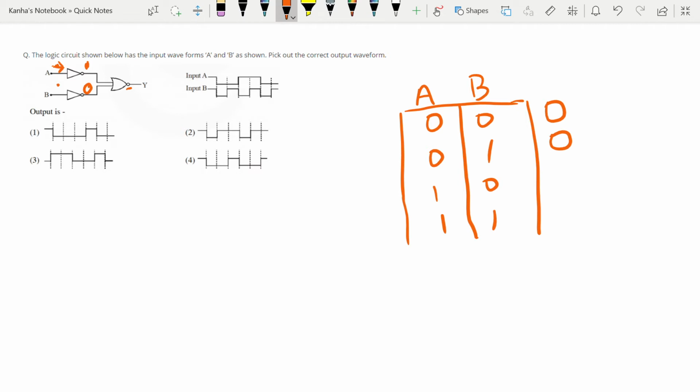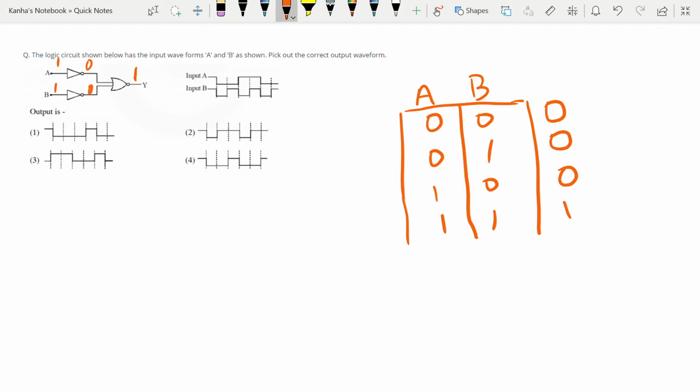Similarly, if I start with 1 0, I'll get the same result. Let's start with 1 1. After NOT, I will get 0 0. The NOR of 0 0 is 1. So this is the answer.